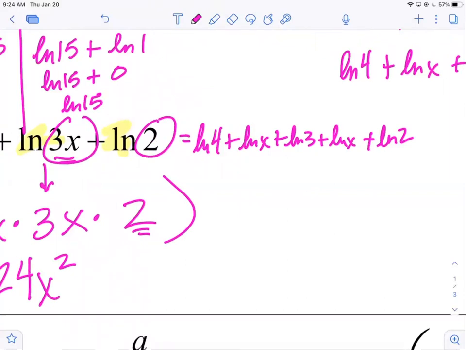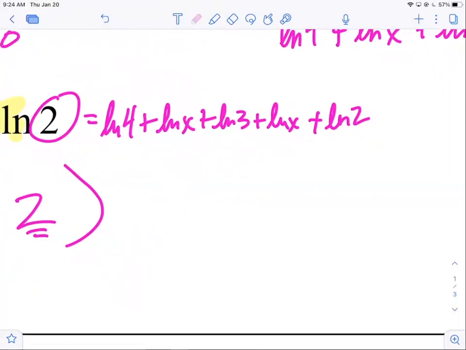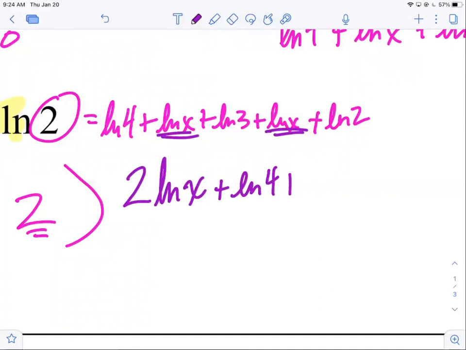Right, yeah. Now I can combine like terms, can't I? I have one natural log of x plus another one of those. One of those plus one of those makes how many of those? No, it's 2 natural log of x. One of those plus one of those is 2 of those. Those being natural log of x's. And then I have plus the natural log of 4, plus the natural log of 3, plus the natural log of 2.